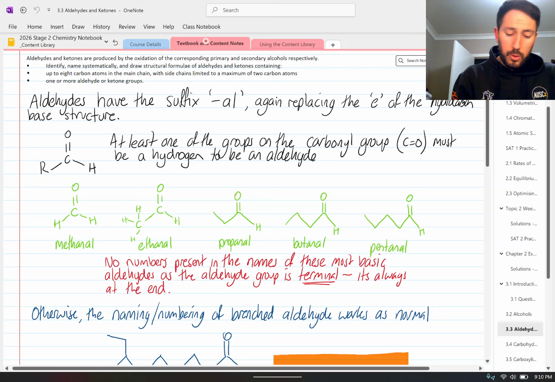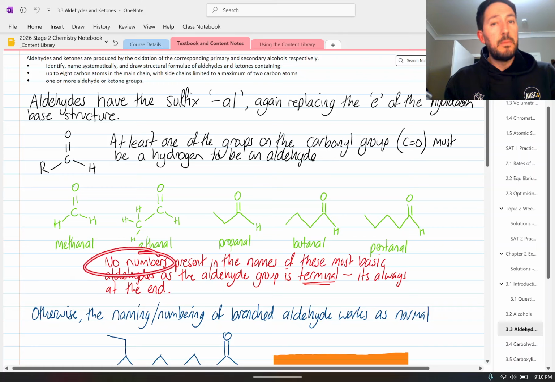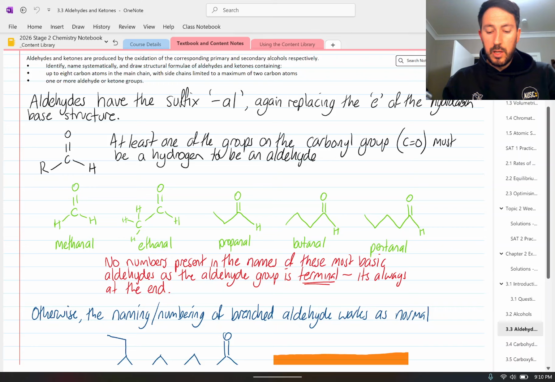Now, one important point here is that we don't have any numbers in these names. The reason is because the aldehyde groups are at the end of the molecule, and they have to be at the end of the molecule because this carbon here is attached to a hydrogen on one end, and that means it can't continue. It stops right there. Apart from this bond to the oxygen, there are only two other bonds on that carbon. So one side continues because it's attached to carbons, the other side is attached to a hydrogen, so it must be terminal, it must end.